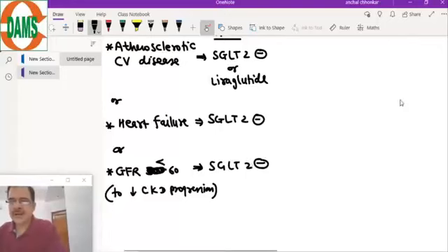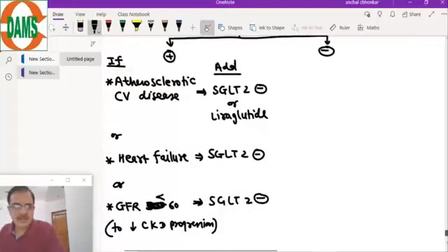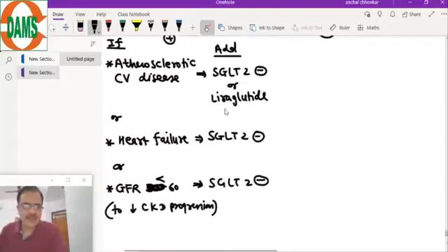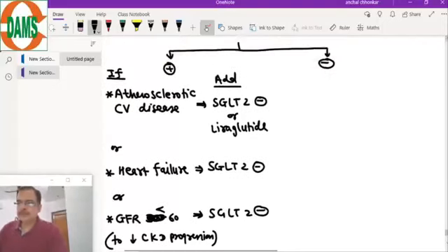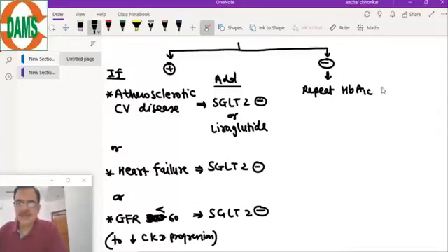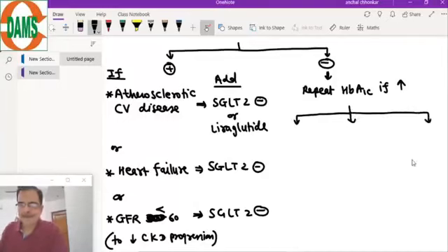Now come to the next portion of the patient. The patient does not have these conditions. So what we will do? We will assess the HbA1c. Repeat HbA1c. If high, then we will add another agent, depending on patient profile.